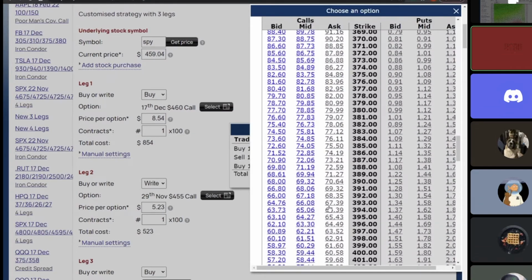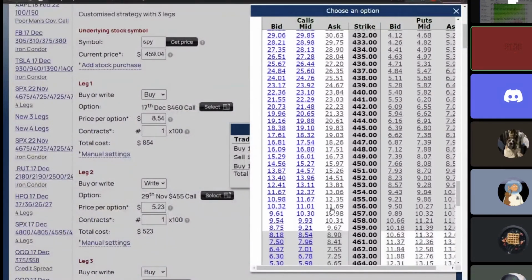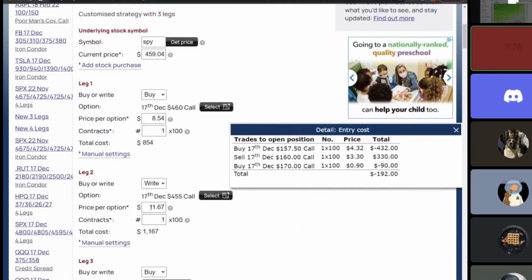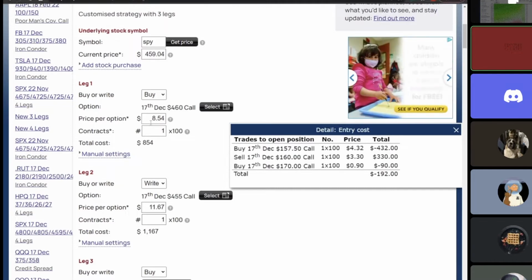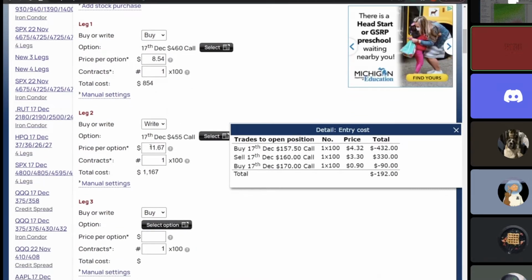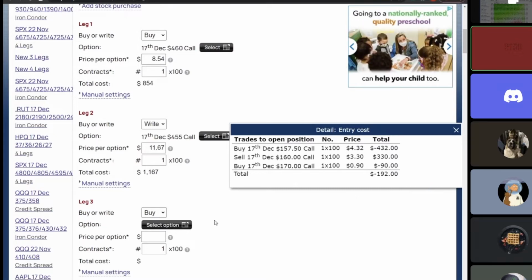When you get in these big ones like this that have liquidity, you have so many options in here. So we have 455 we're looking for. Keep going down, right? Okay, so here we go. We got 1167 and 854. That's the difference in there. So if you take that and you want to do the math on it, 11.67 minus 8.54, you have $3.13 in premium.